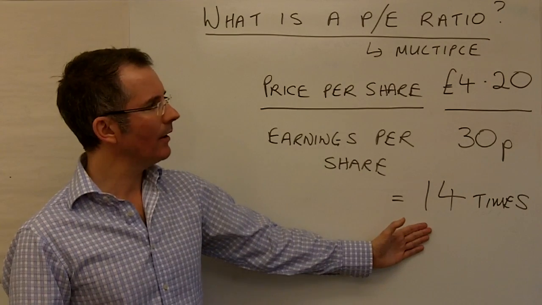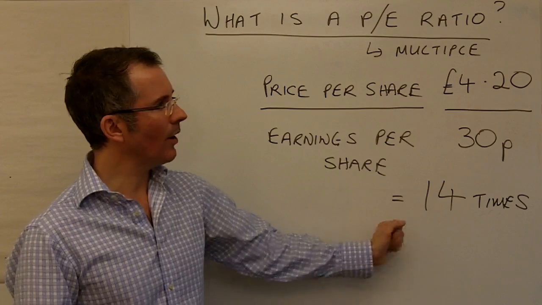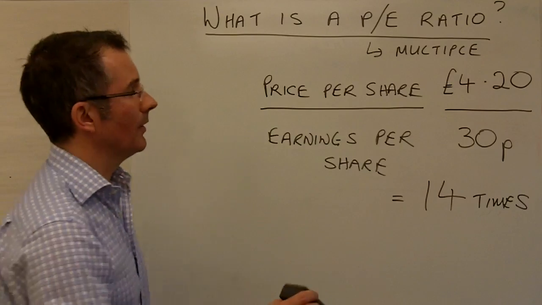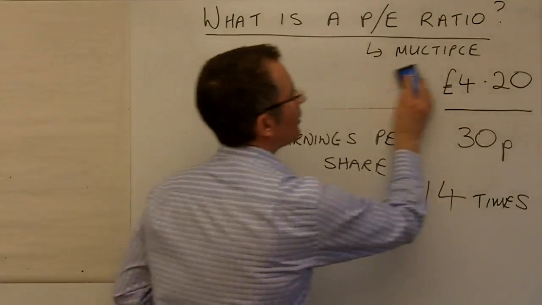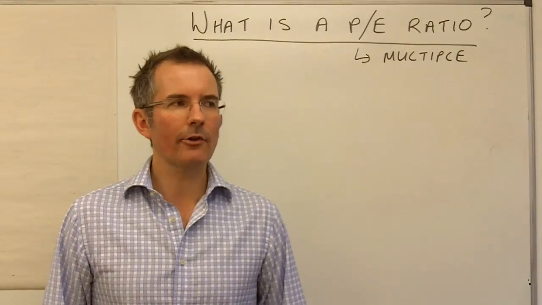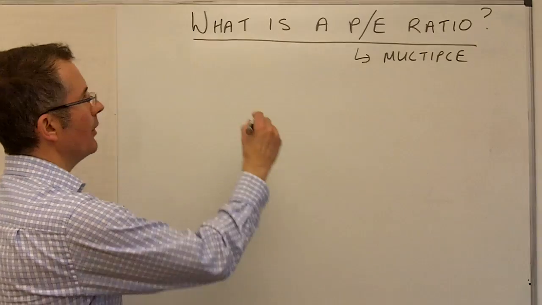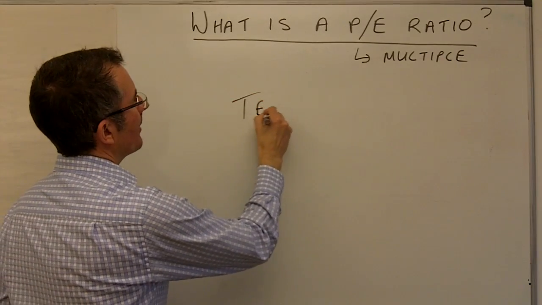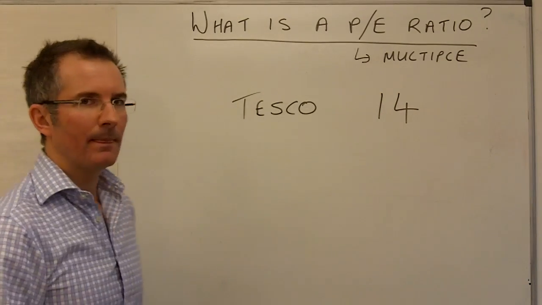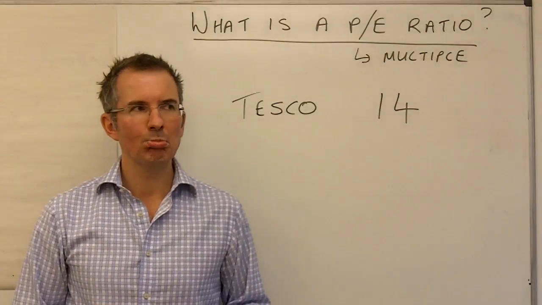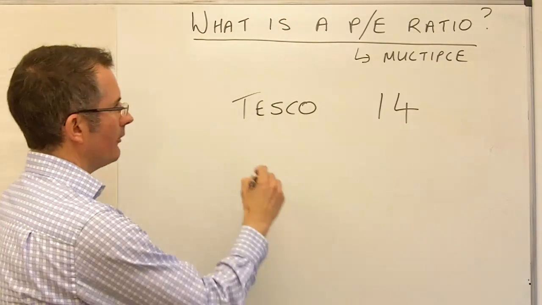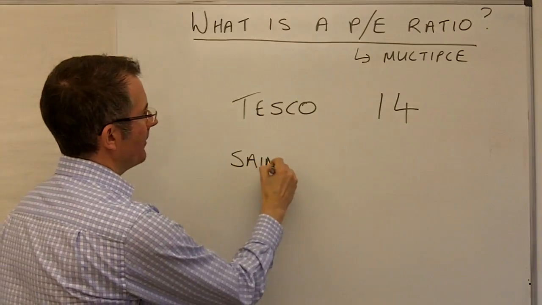So how can I tell if Tesco's a bargain? Well, the answer is compare it to something. So if we take away the calculation, what we could do is take that number 14 and look around for something to compare it to. So let's take the Tesco price earnings ratio and hunt around for something to compare it to. So we've got Tesco trading on a PE ratio of 14. An obvious thing would be to ask, is that cheap or expensive in relation to, say, Sainsbury's, one of their biggest competitors?